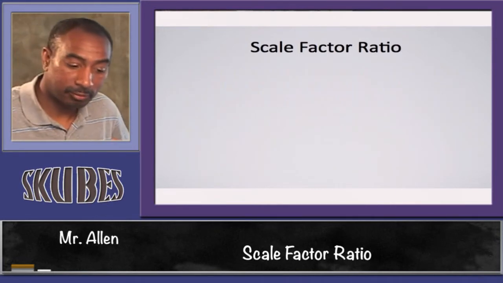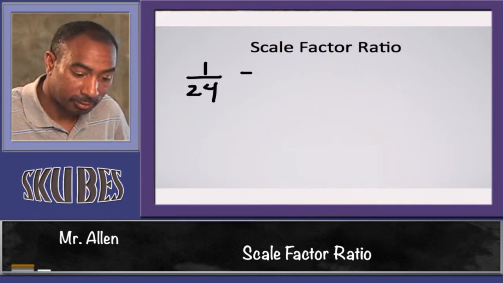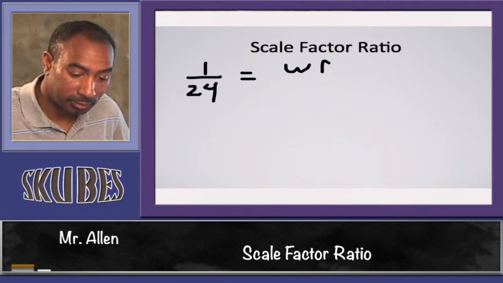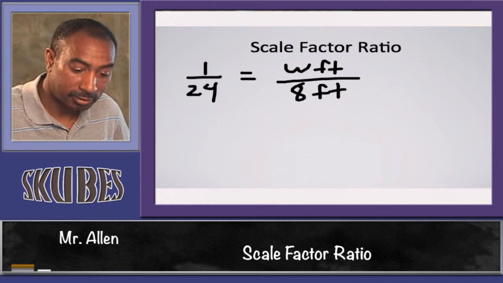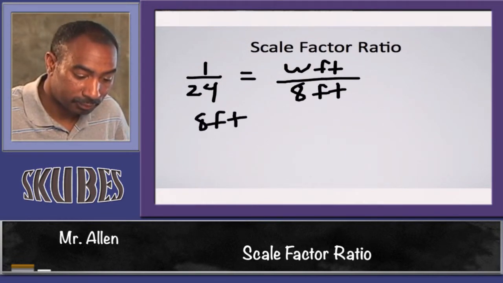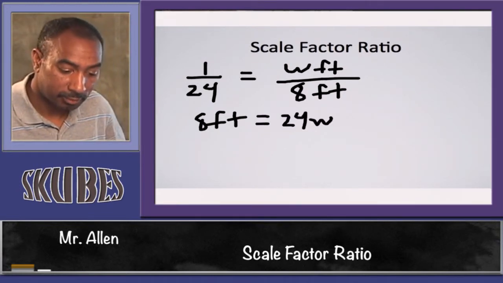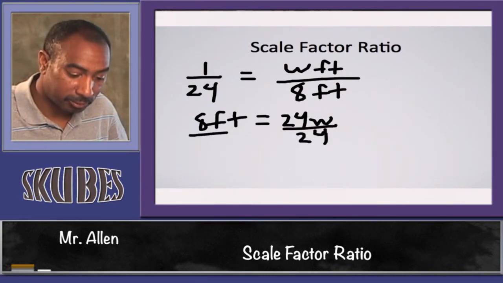Similarly, you do the same thing for the width. We know the scale factor is 1 to 24. And we set that equal to W, feet. We're given that the actual width is 8 feet. All right, and you cross multiply, so you can get 8 feet is to 24W, the width. So you're going to divide that by 24 to get the width.